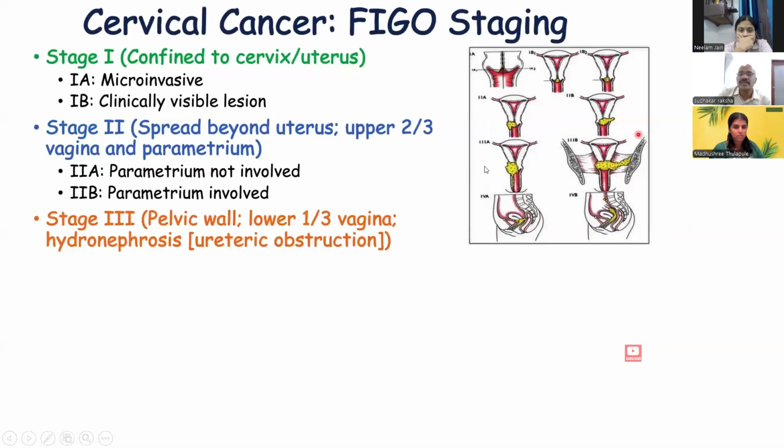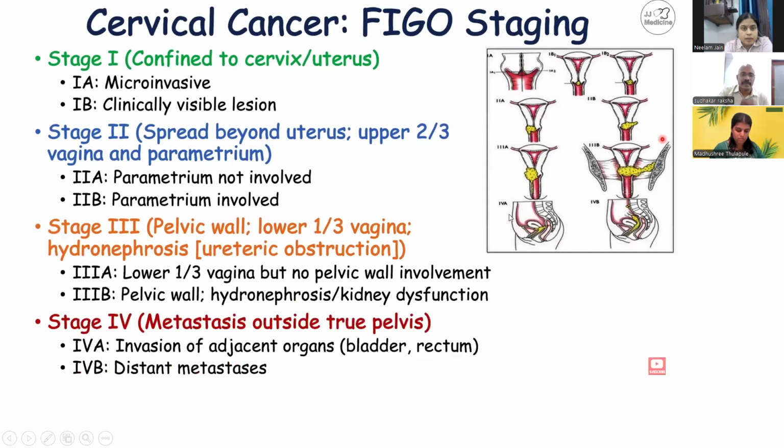Stage 3 means the tumor has spread to the pelvic wall, the lateral pelvic wall. So stage 1 is within the cervix. Stage 2 means it has passed beyond the cervix, but not onto the pelvic wall. Stage 3 means it has passed onto the pelvic wall. Stage 4 means distant metastasis is there. The tumor has spread to lungs, liver, everywhere. That is called stage 4.